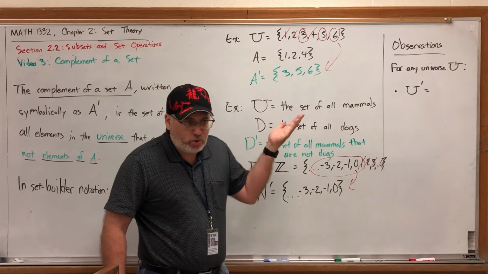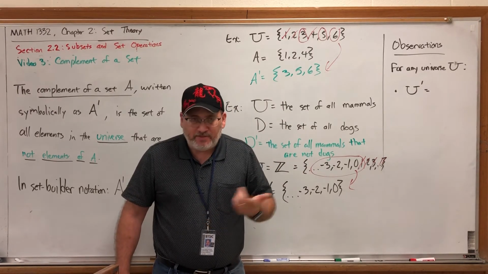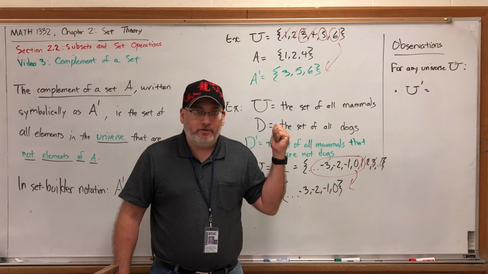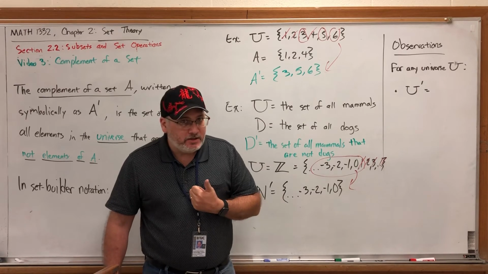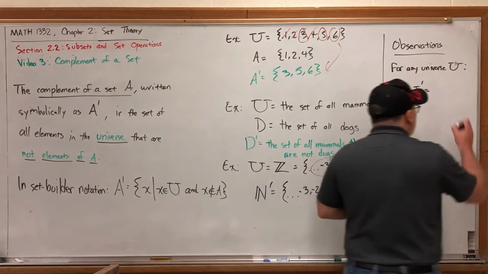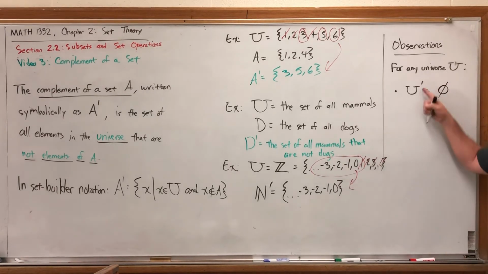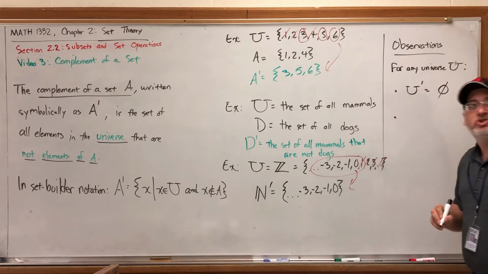Well, in a given situation, what exists outside the universal set? Think about the Venn diagrams. What do we write outside the boxes? Nothing. The set of elements outside of a universe is empty, which means for any universe, the complement of the universe is the empty set. Think of it as saying the opposite of everything is nothing. That's observation number 1.